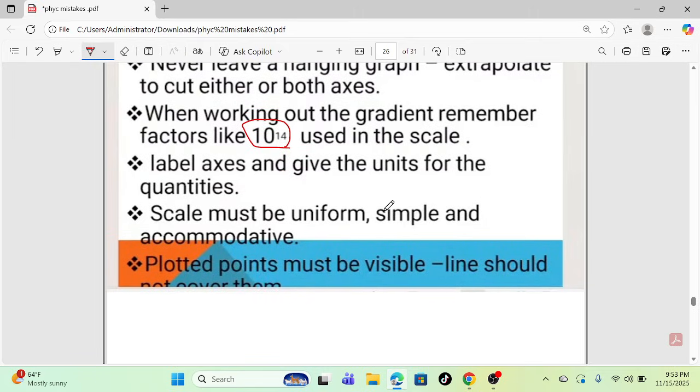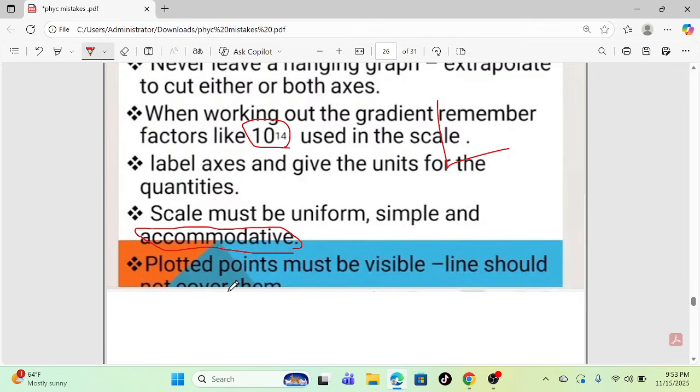Label the axes and give the units for the quantities. So you must label the x axis and the y axis. The scale must be uniform, the same on both sides. Simple and accommodative. What do I mean by accommodative? It must accommodate the points that you are given. Plotted points must be visible.